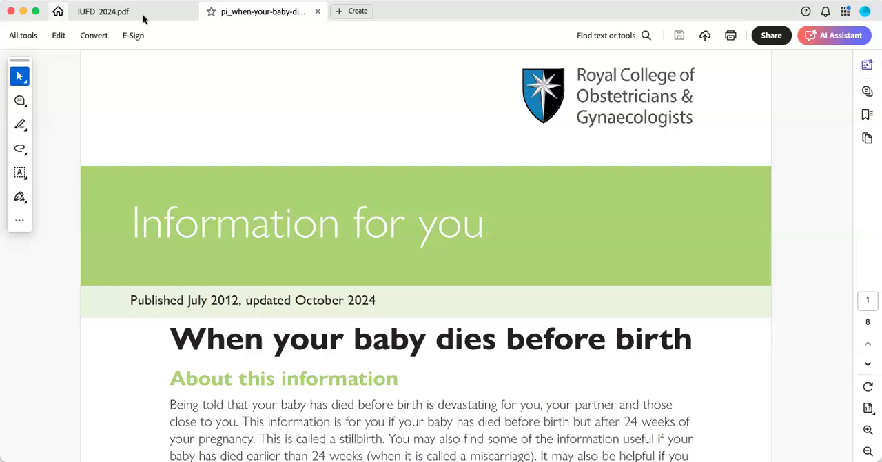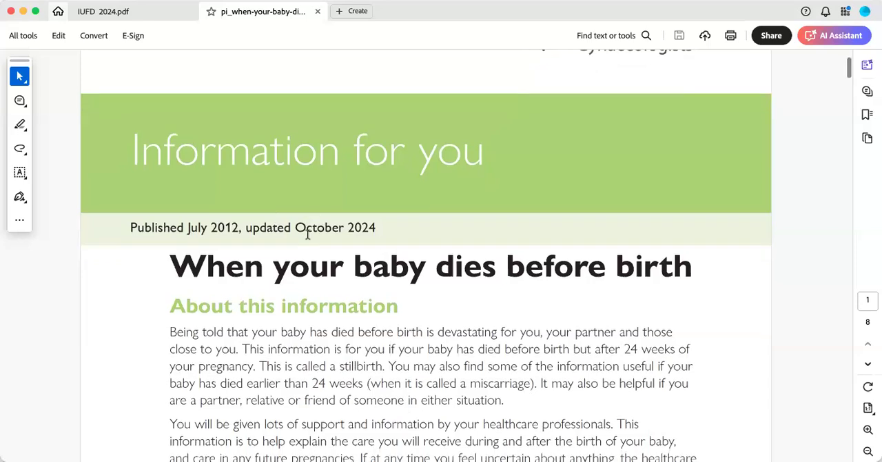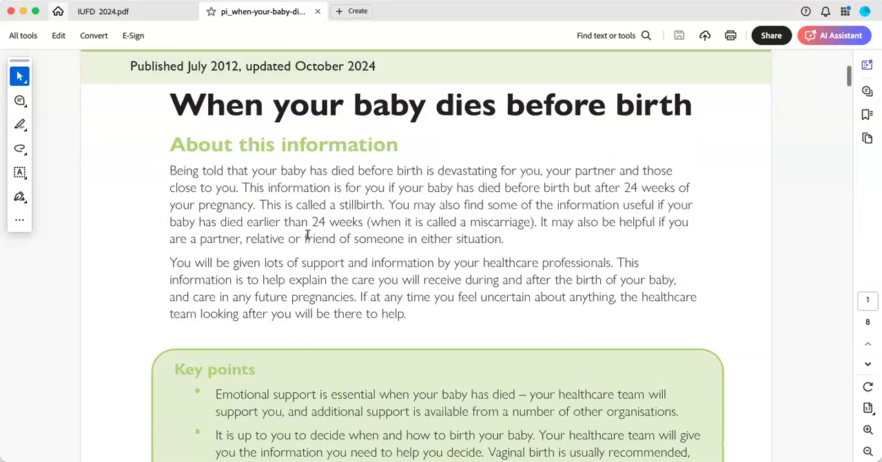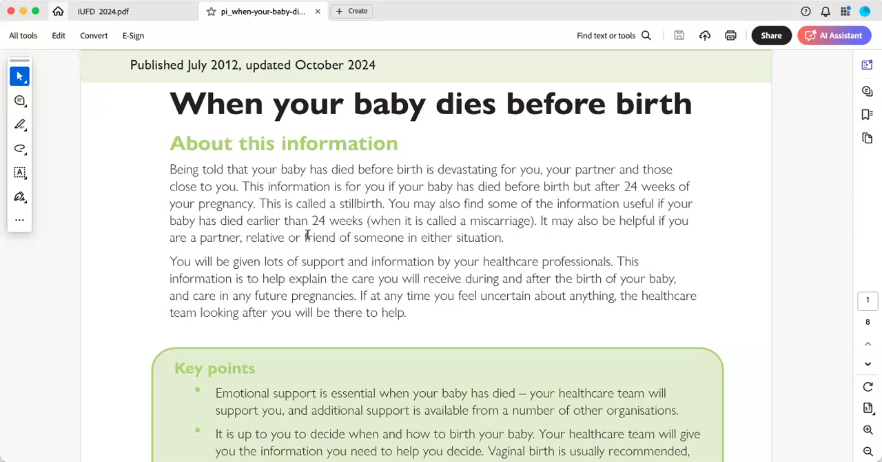Now on the screen, if you can see, this is the patient information leaflet, which is a new one. The original one was published in July 2012, which is 12 years ago, and now it has been updated in October 2024. If you are interested, read the patient information leaflet. It will give you a short view of the guideline, and it will also give you a very important practical point for the OSCE exams, right?